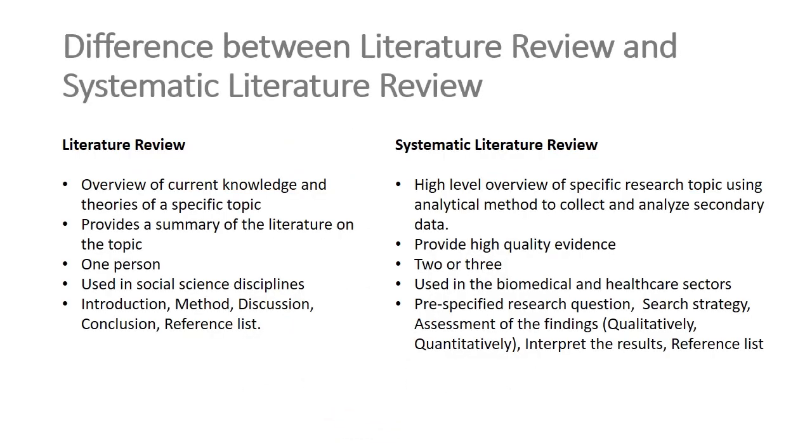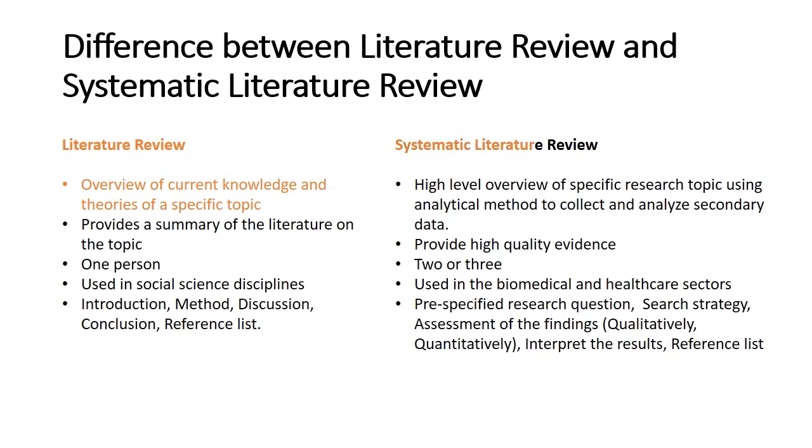Let's discuss the difference between a literature review and a systematic literature review. A literature review is an overview of the current knowledge and theories of a specific topic. A systematic literature review is a high-level overview of a specific question or topic, using an analytical method to collect and analyze secondary data. A literature review provides a summary of the literature on the topic.